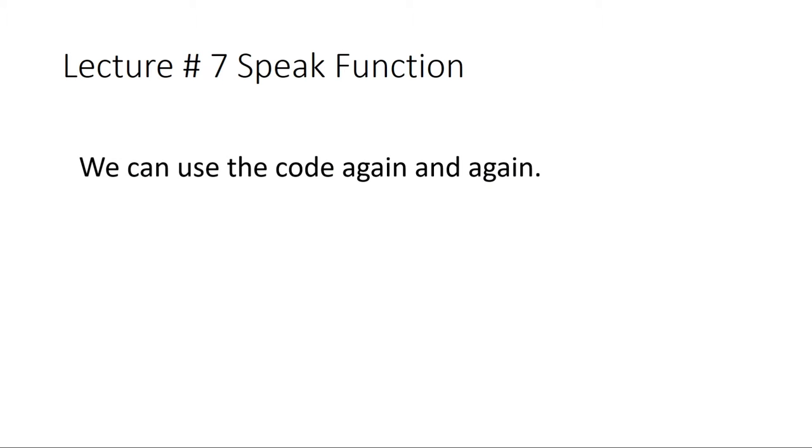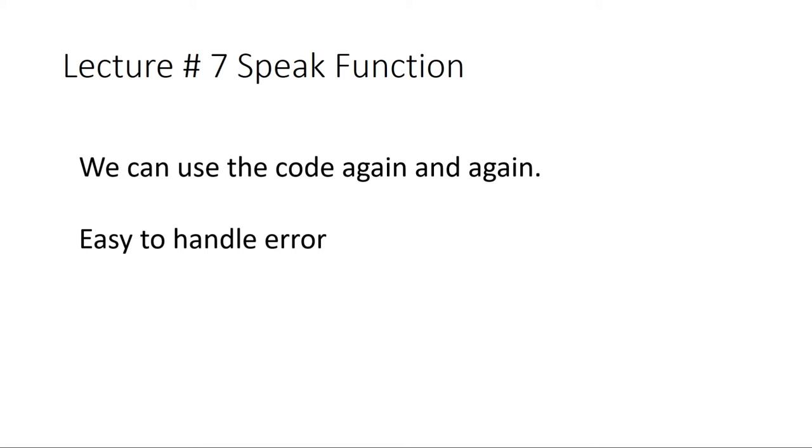In the previous lecture, we made our Jarvis read aloud with a speak function, which basically does the same task of converting text to speech. But we are using a function because by using a function, we can reuse the same code again. We just need to call the function and the code will be done. In case any error occurs, we can easily handle it. So that's why we are using a function.